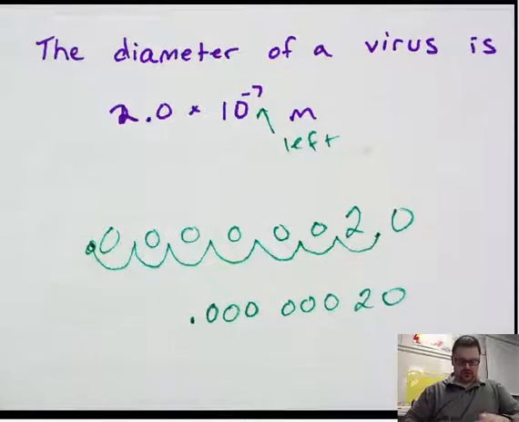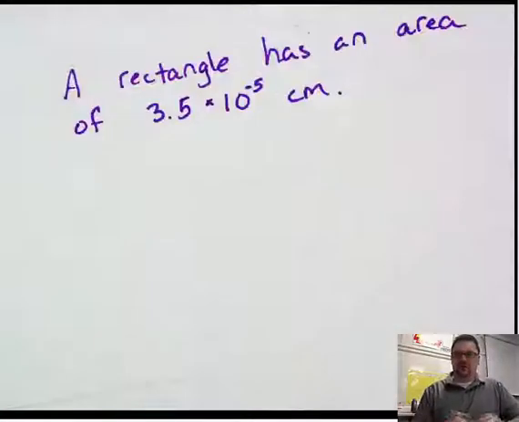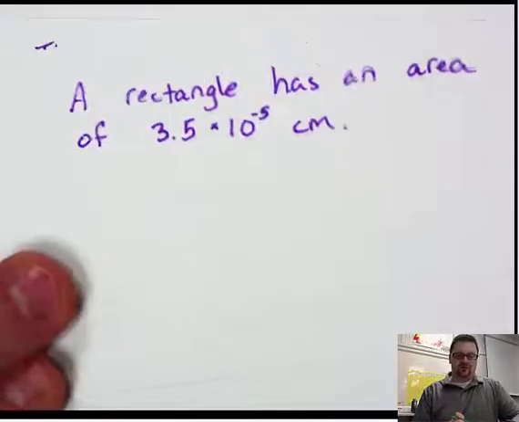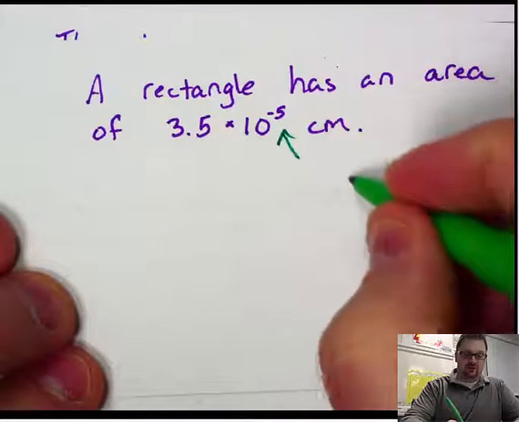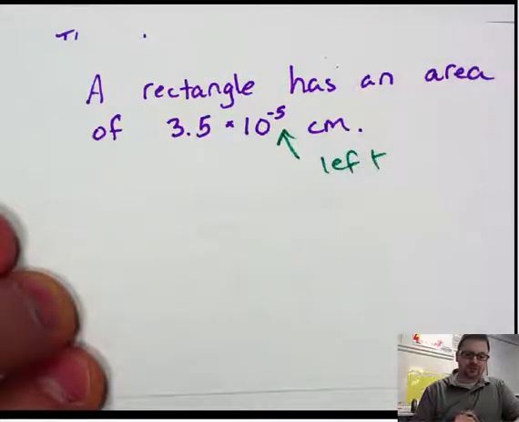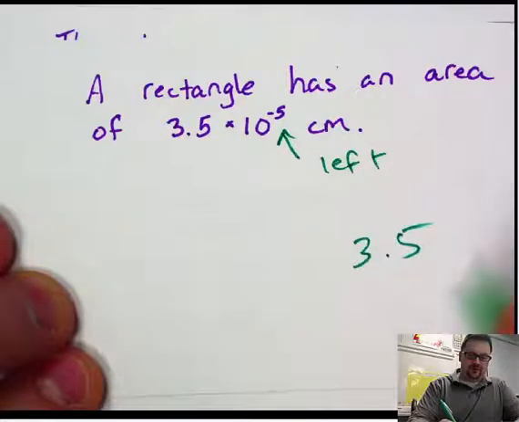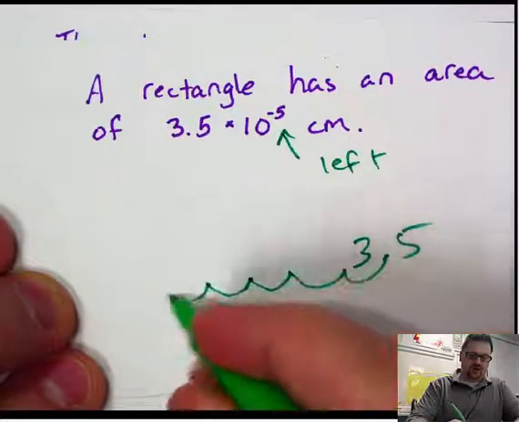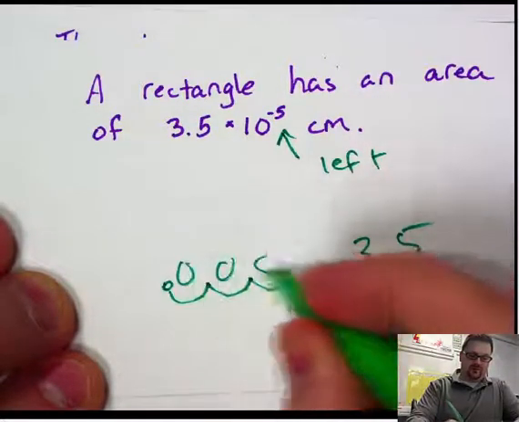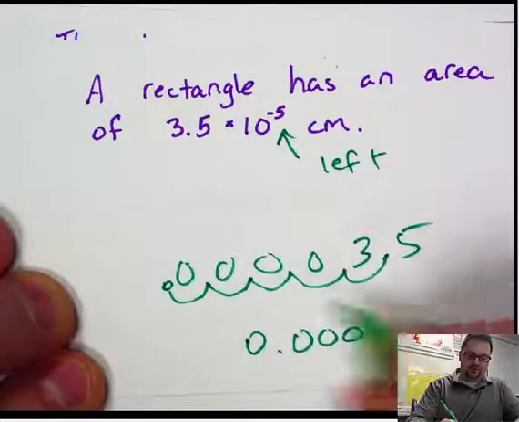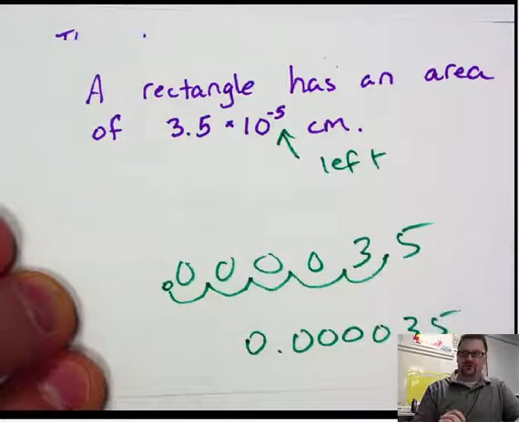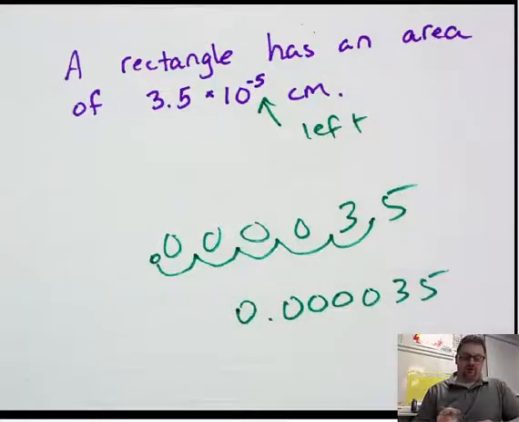Okay. Last one. A rectangle has an area of 3.5 times 10 to the negative 5th centimeters. Again, that's negative, so I move to the left. So I'm going to have 3.5, 1, 2, 3, 4, 5. Fill in the zeros. So I have 0.000035. Okay? This will also allow us to compare numbers, very large and very small, and to eventually perform operations.